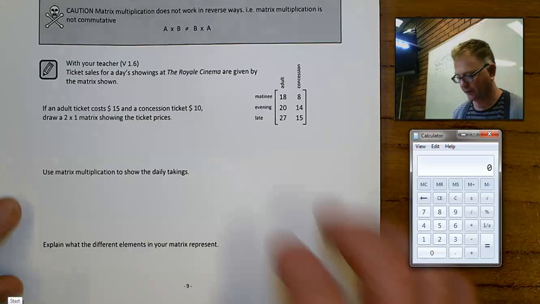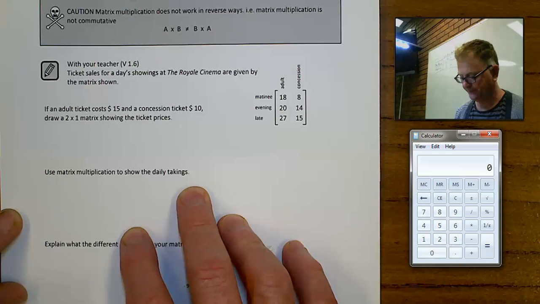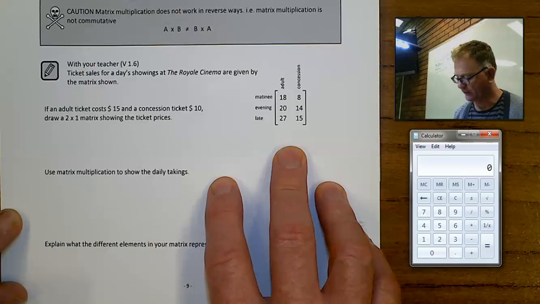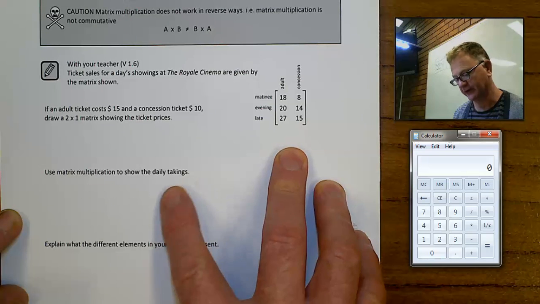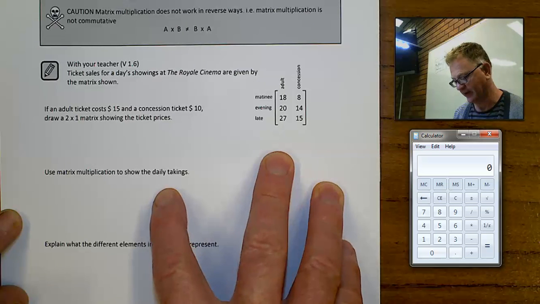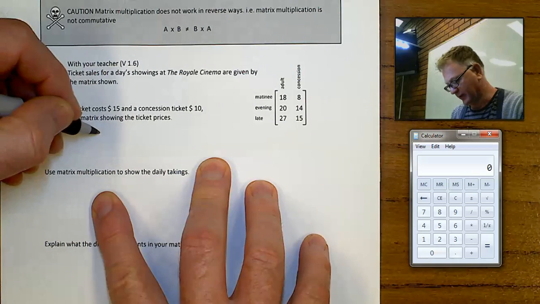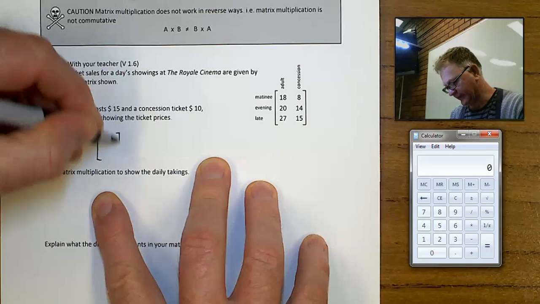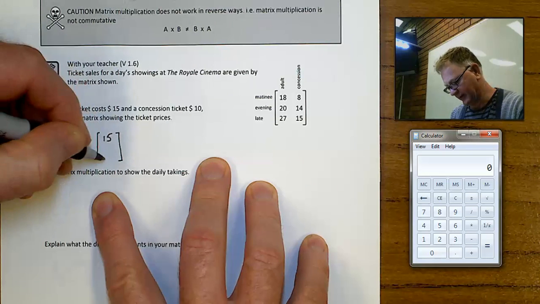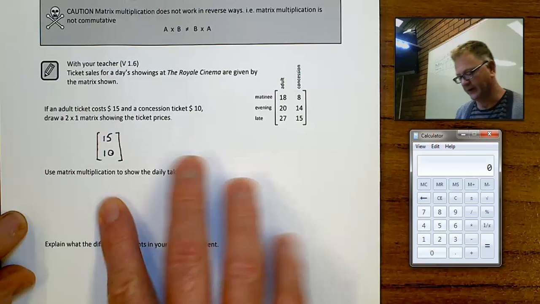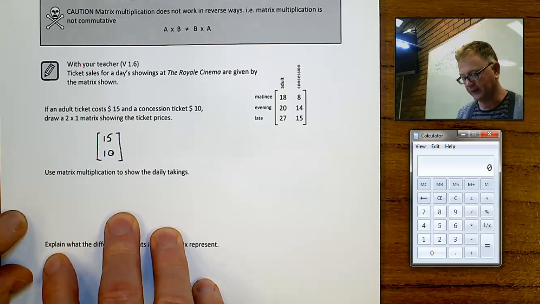So we're going to use matrix multiplication in a practical circumstance. We've got here a matrix which shows us the number of people attending different sessions of a cinema. We're asked to construct a price matrix showing the ticket prices for the cinema. Well, adult price, it says make a 2x1 matrix. Adult cost is $15 and a children's ticket is $10. That's pretty straightforward. Now we have to use matrix multiplication to show the daily takings.